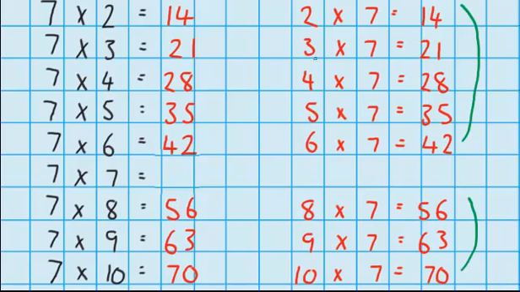For example, we know that 3 times 7 is 21, so 7 times 3 must be 21. Or 6 times 7 is 42, so 7 times 6 must be 42. And that means we've only got one table left to learn. So let's have a look at that one now.